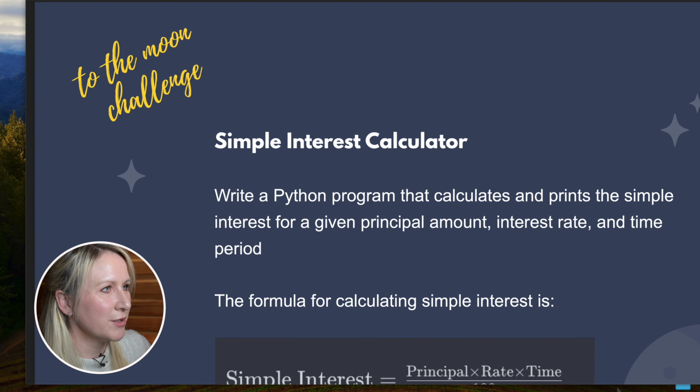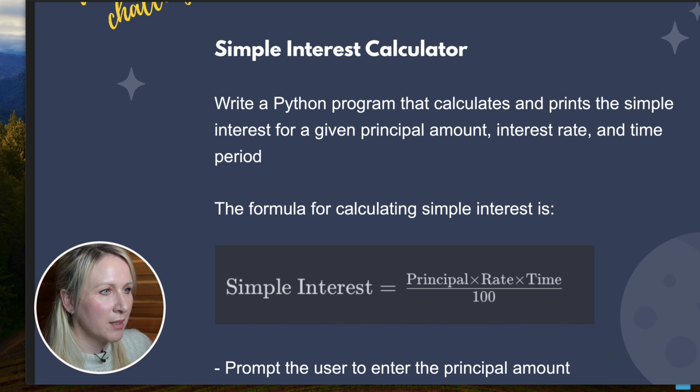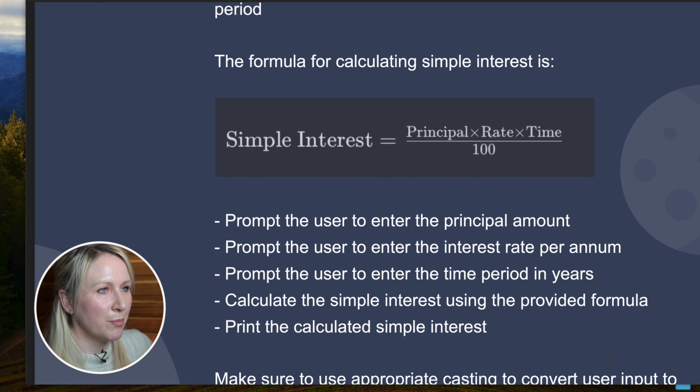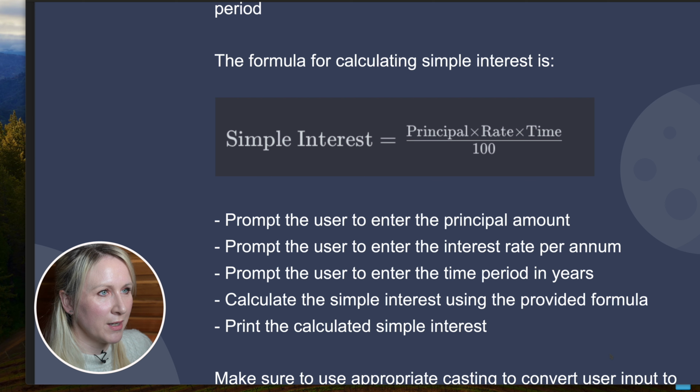Let's take a look at the challenge. Okay, so the last challenge in getting started is called To the Moon Challenge because it's more challenging than all of the others. And it's called Simple Interest Calculator. So it says, write a Python program that calculates and prints the simple interest for a given principal amount, interest rate, and time period. The formula for calculating simple interest is simple interest is equal to the principal amount times the rate times time divided by 100.